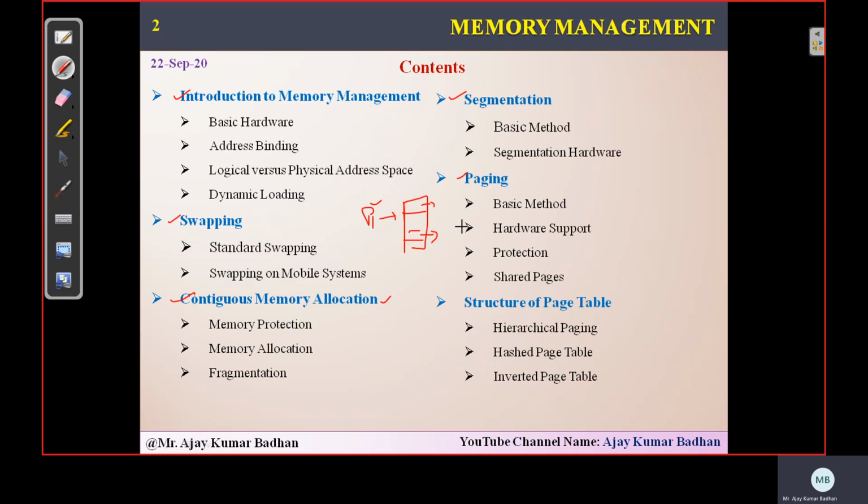And after that, we were discussing paging, where we discussed the basic method of how paging works, and what different things we require to make sure paging works, which we have seen in that session. In today's session, we'll try to cover the hardware support, followed by the protection part and the shared pages. So these three are the topics we are going to discuss in this session. The next part we'll discuss is the structure of page tables.